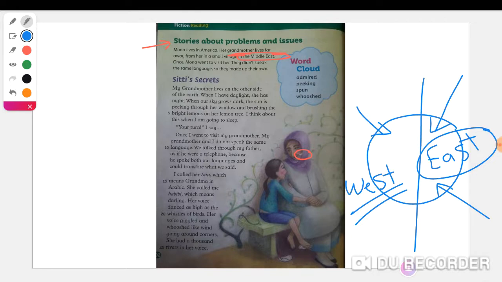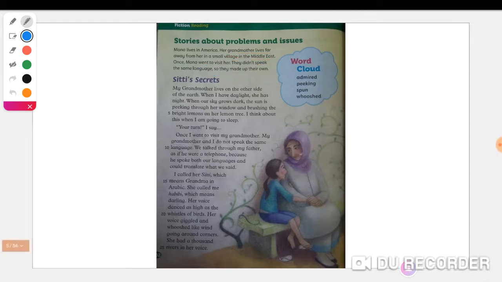Okay, Mona went to visit her. They didn't speak the same language. As we mentioned before, Mona speaks English, and maybe her grandmother speaks Arabic, okay? So they can't understand each other because they didn't speak the same language. What will they do? So they made up their own language. How? Let's jump to the next slide.